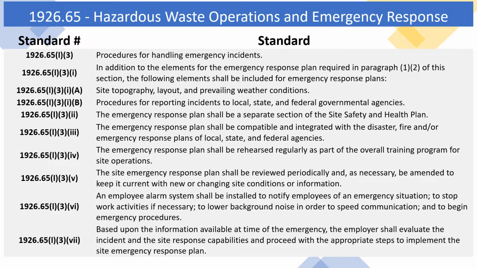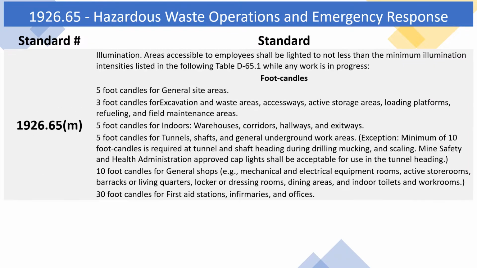1926.65 L.2.11. PPE and emergency equipment. 1926.65 L.3. Procedures for handling emergency incidents. 1926.65 L.3.i. In addition to the elements for the emergency response plan required in paragraph L.1.2 of this section, the following elements shall be included for emergency response plans.